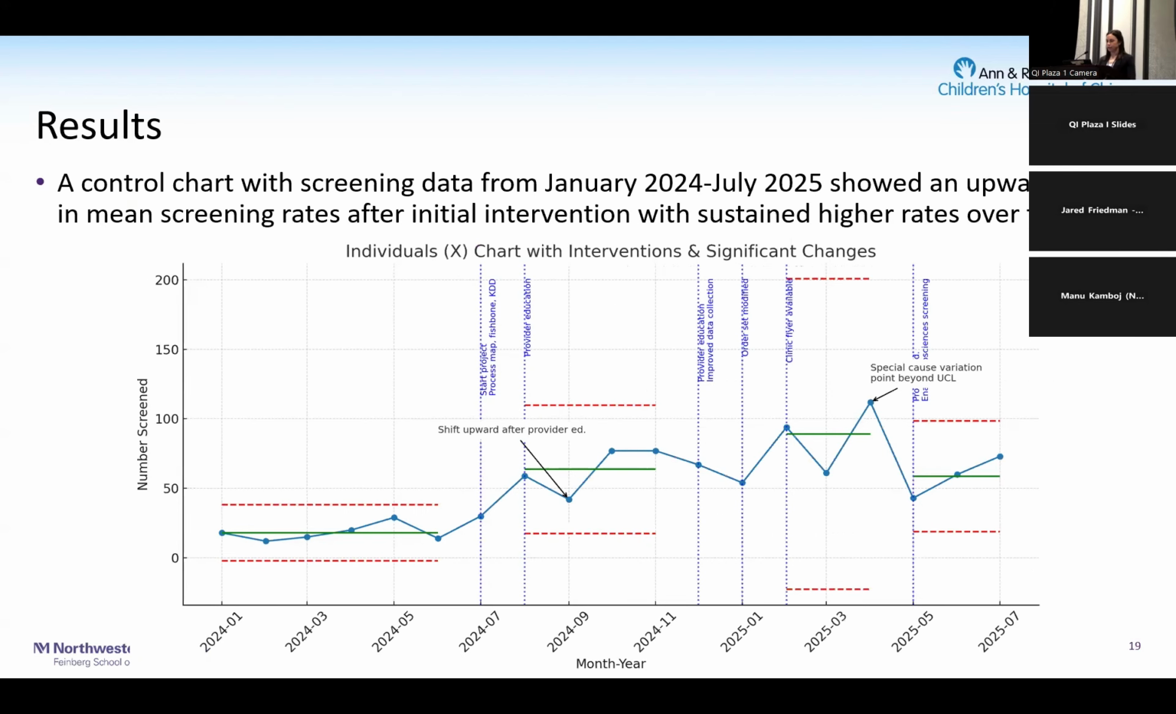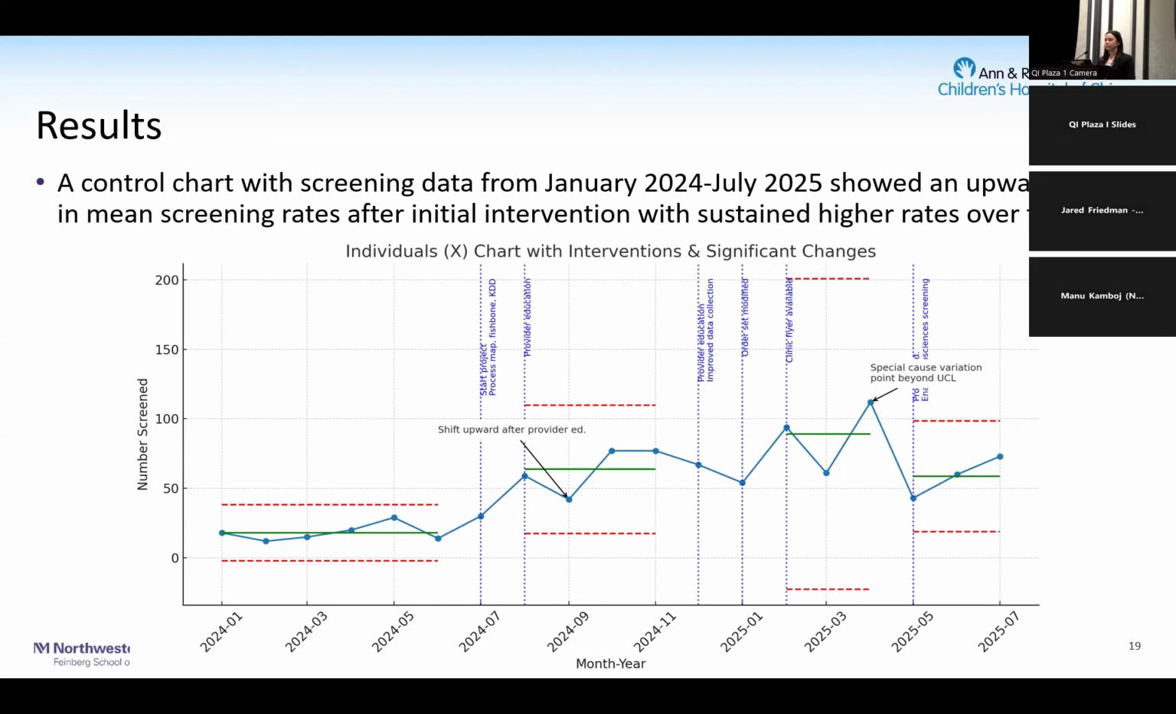Here's our control chart. As you can see, it starts from January 2024 to July 2025, and we see an upward shift in the mean screening rates after our initial intervention. The baseline screening starts from January 2024 to July 2024. That initial intervention was first provider education, and right after we did the provider education, we did see an increase in screening. And then we tracked our other interventions, like I mentioned, the order set and Smartsheet.